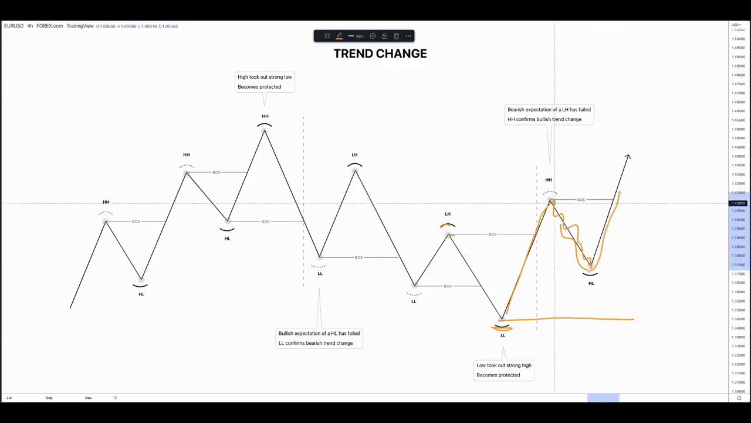And then we can look to target that weak high to form a higher high, right? So hopefully that is nice and clear. As always, please watch all of these lessons at least 3 times, ideally in a row, just to make sure you've got it really nailed down.